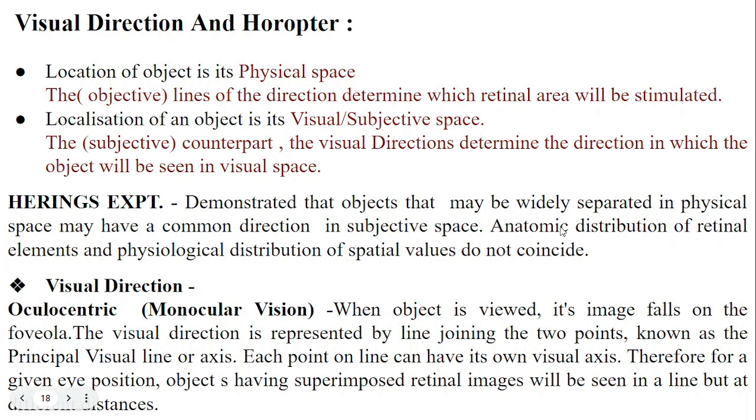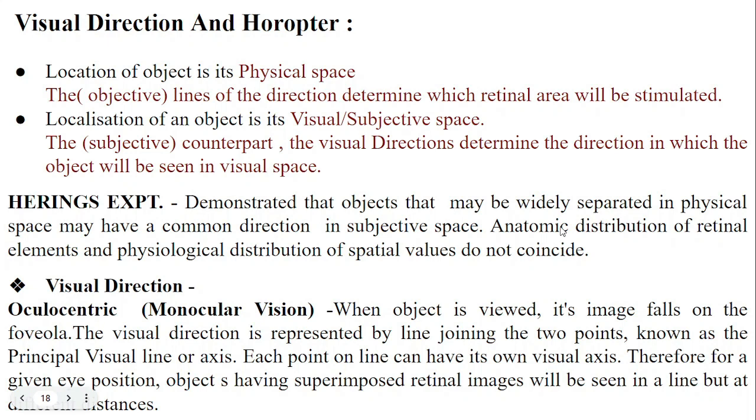In contrast, localization of an object in visual or subjective space is determined by its visual direction, which refers to the direction in which the object is perceived by the observer. This is based on the correspondence between the retinal images in the two eyes, as well as the processing of visual information in the brain.